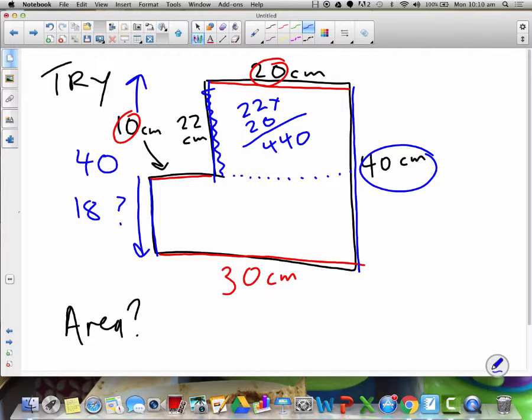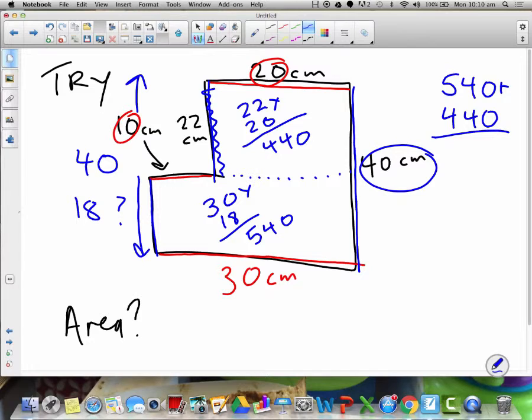Right, so what about the bottom one here? What was the sum? What was the equation? Reese? Yeah, 30 times 18. Who's got the answer? Tom? Is it 540? Yep, good. So 540. Okay, so what now? Arlen? Yeah, 540 plus 440, which equals 980 what? Centimetres squared. All right.